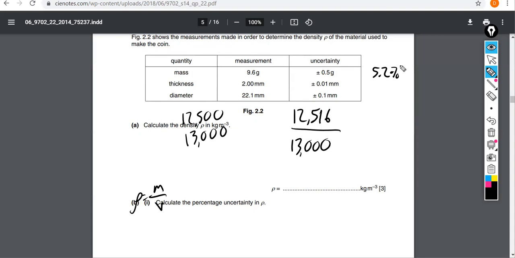The thickness, 0.01 divided by 2 times 100%, so 0.5% from the thickness. And the diameter was actually measured to be this. So even though we used the radius, what we actually measured in the laboratory was this value, right? So we still use that 0.1 divided by 22.1 times 100%, which is 0.45%.